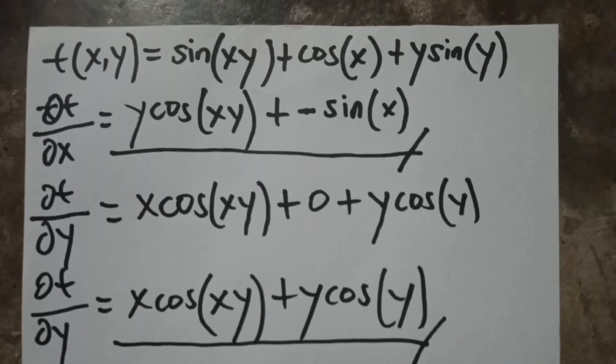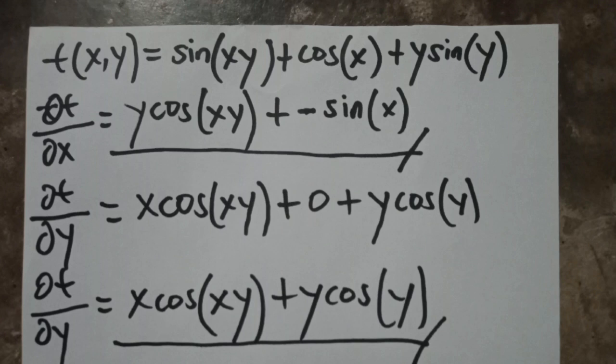For sine of xy, again we use the chain rule. The derivative of sin u is cos u. We have an example here: f of x and y equals sine of xy plus y cosine of x plus y sine of y. First we'll find the partial derivative of f with respect to x. Here we use the chain rule.